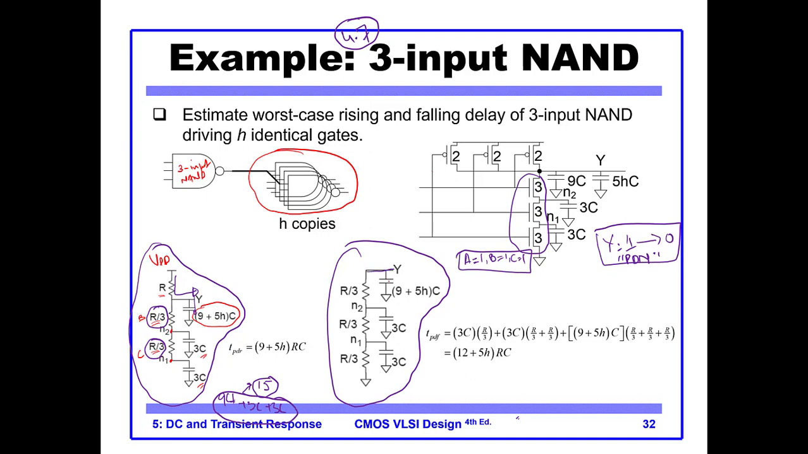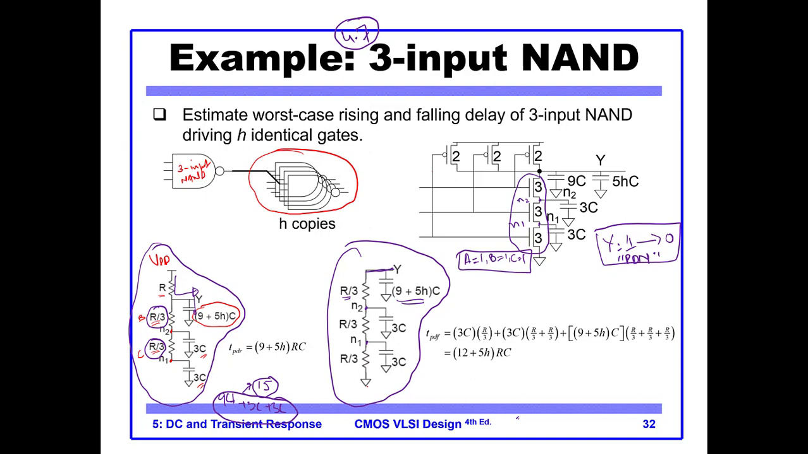We have the output Y, on which we have (9 + 5H)C. Then we have this is the first one. So this is our N2 node, this is our N1 node. Between N2 and Y, we have a resistance R by 3, because this is R by K, so K is 3. Between N1 and N2 we have R by 3, and between N1 and ground we have R by 3. So this is the equivalent circuit.